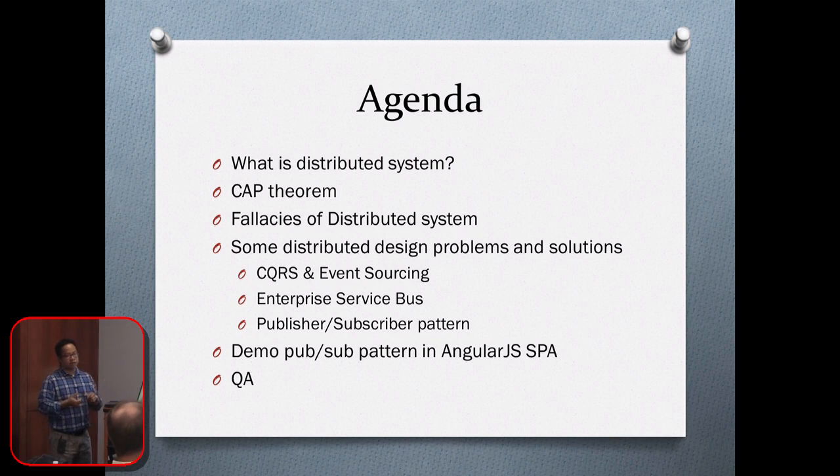Basically, this is CAP: consistency, availability, and partition tolerance. Those three promises in a distributed system. Then I'll move on to some policies of distributed systems. In this section, I'll talk about some failing assumptions, things a developer working in a distributed system may assume that are not really correct. Then I'll review some problems and the design patterns that fix them, one by one, starting from CQRS, event sourcing, then enterprise service bus, and then the publisher-subscriber pattern, and finally I will have a demo on the PubSub pattern using AngularJS.